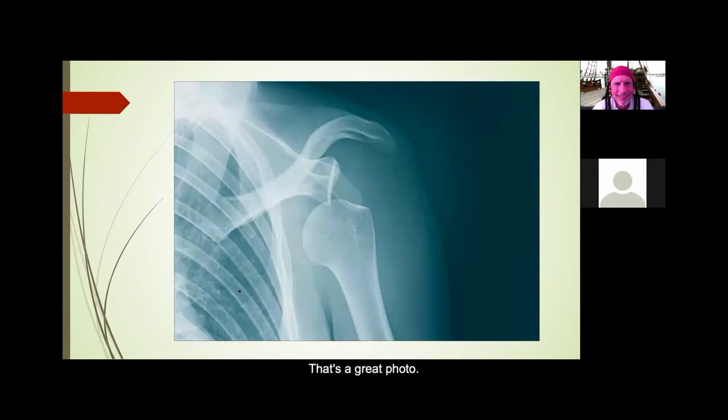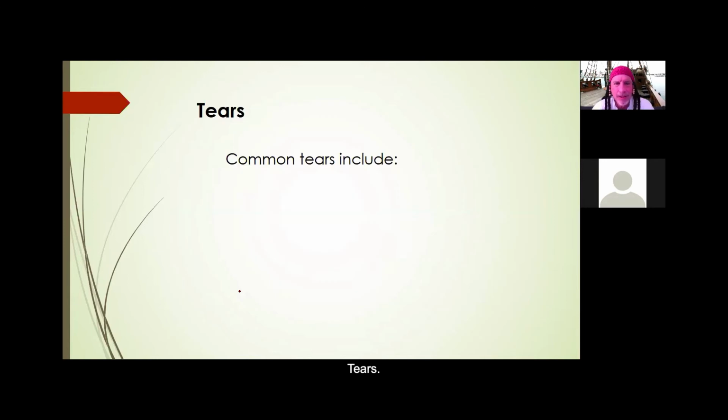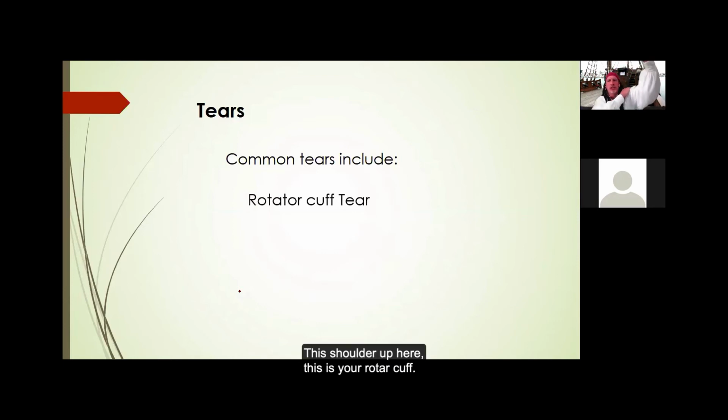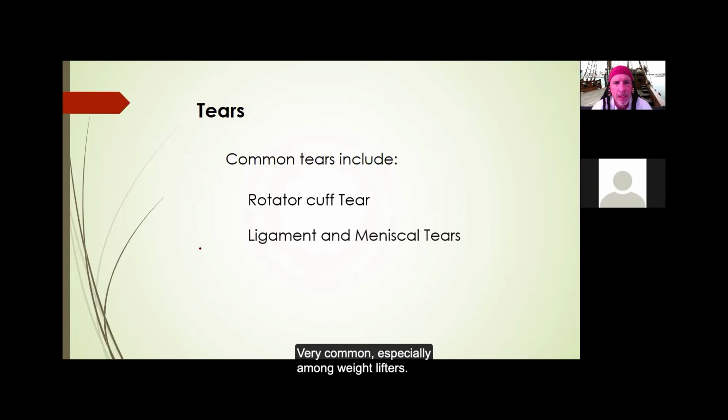That's a great photo. Tears. Tears, of course, is when you tear something. The first common is rotator cuff tear. A lot of sports injuries. This shoulder up here, this is your rotator cuff. Pitching, throwing, wrestling, whatever the case may be, they wind up tearing one of the several muscles here. Very common, especially among weightlifters.